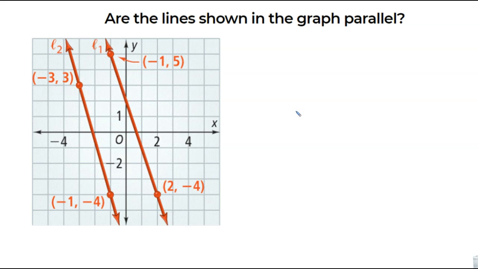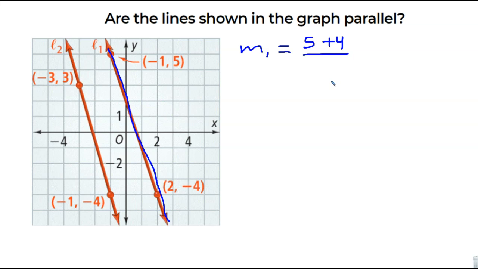Next question, it asks, are the lines shown in the graph parallel? Okay, so in other words, we want to know, do they have the same slope? So what we need to do first is calculate the slope for both these lines. Okay, first line here, we'll call that line 1. I'm going to find m1 for slope 1. And remember, slope is y minus y. So I'm going to say 5 minus negative 4, or plus 4.